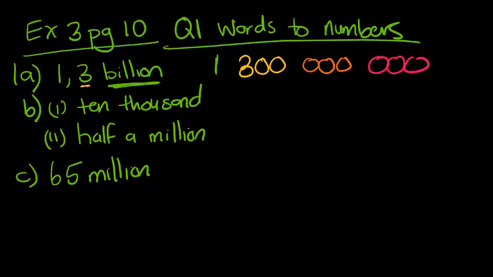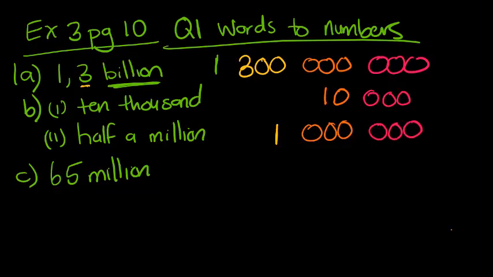10,000. So I'm going to write a 10,000, and I've got 3 zeros for my ones, or the units. 500,000. Let's see how we do this. So 1 million would be 1, and then I've got 3 zeros for the thousands and 3 zeros for the units. But I don't want 1 million. I want 500,000. So 500,000 means I remove this 1, and it actually becomes 500,000.